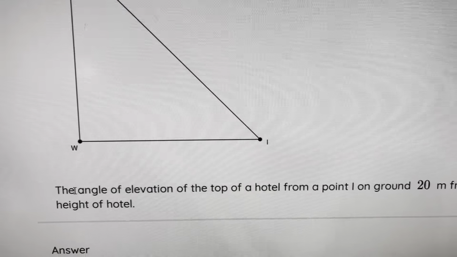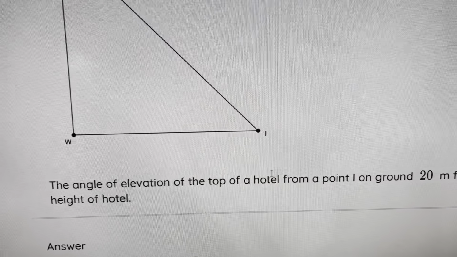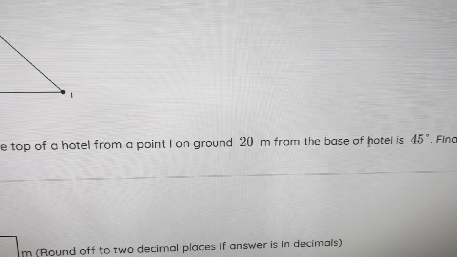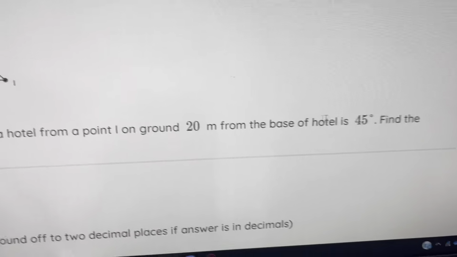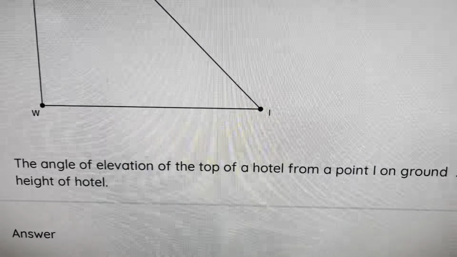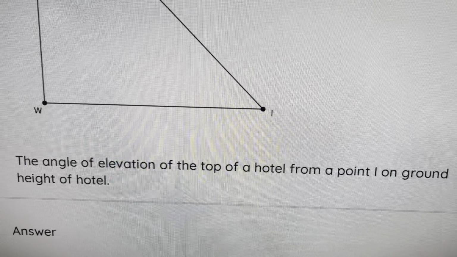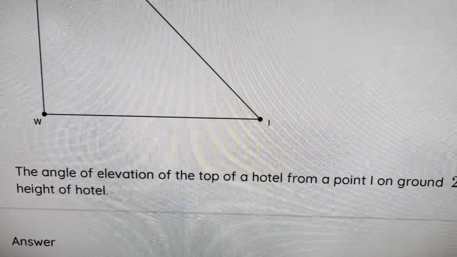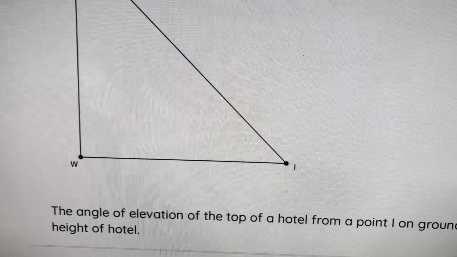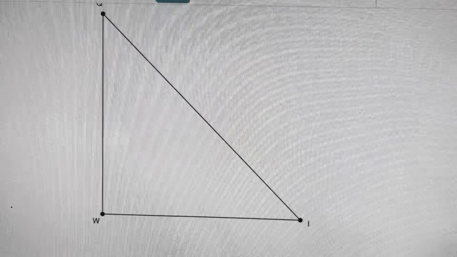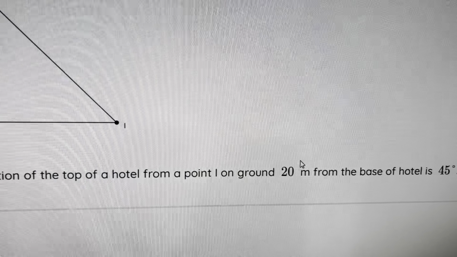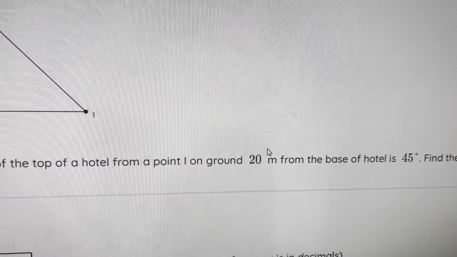If you look at it, it says: the angle of elevation from the top of a hotel from a point on the ground 20 meters from the base of the hotel is 45 degrees. Find the height of the hotel. Drawing this is the hard part based on the description. You have to think of angle of elevation, which is the opposite of angle of depression, so it means it's going up. From the top of a hotel, that's the top, from a point on the ground, 20 meters from the base, and 45 degrees.